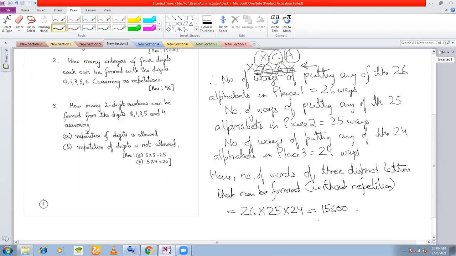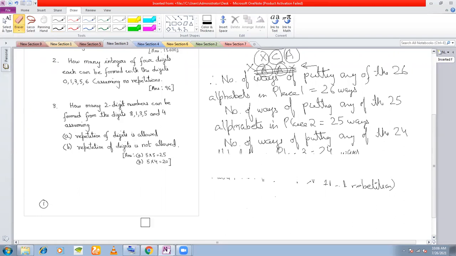Clear with fundamental principle of counting? Move on to the next problem.